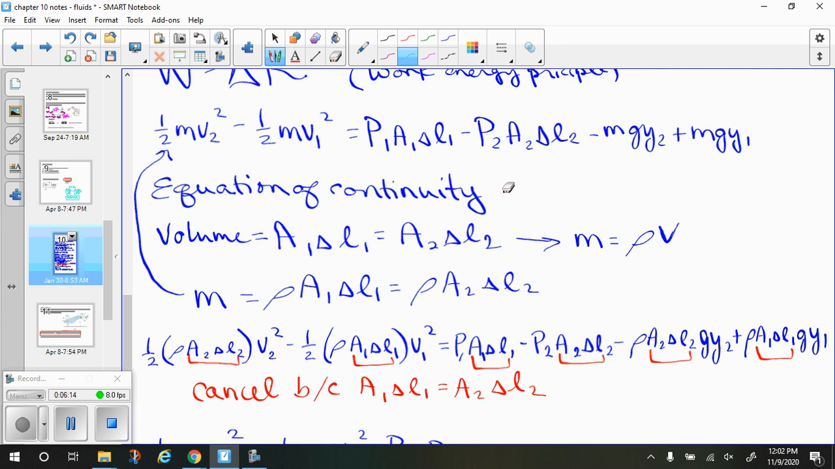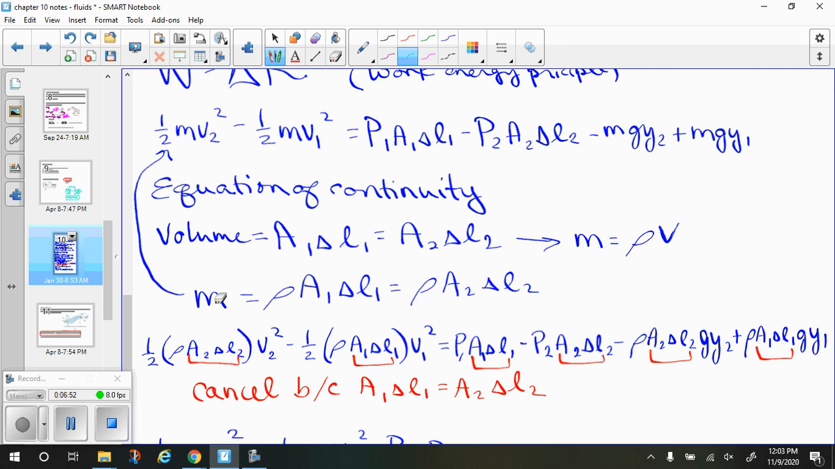Now we're going to apply the equation of continuity. In the equation of continuity, we know area 1 times delta L1 is equal to area 2 times delta L2. We also know that mass is equal to density times volume. So if we plug in, we're getting a statement for mass. Our mass is equal to our density of the fluid times the volume of the fluid, which is A1 times delta L1, and that's equal to density times A2 times delta L2.